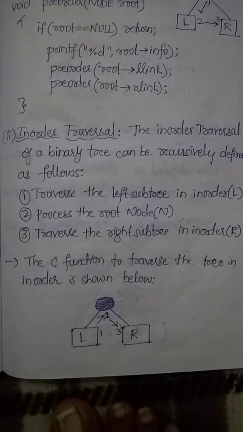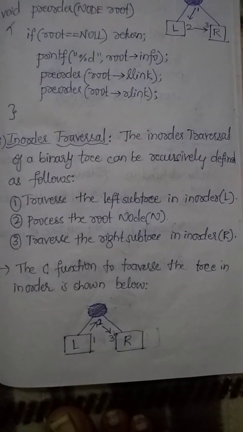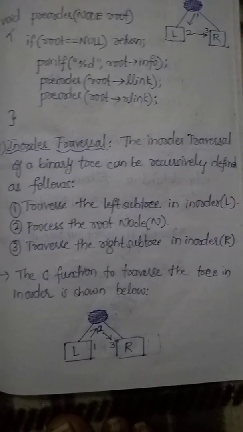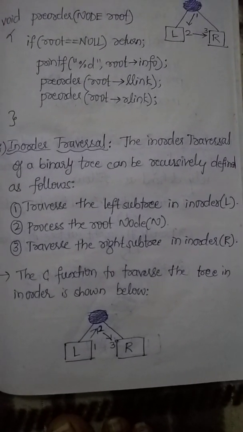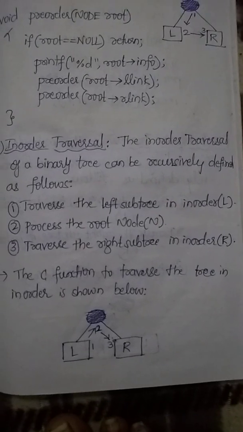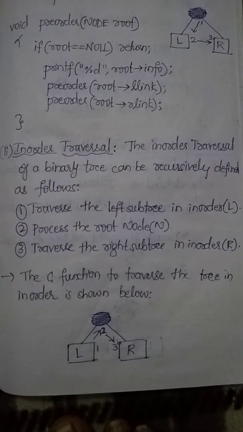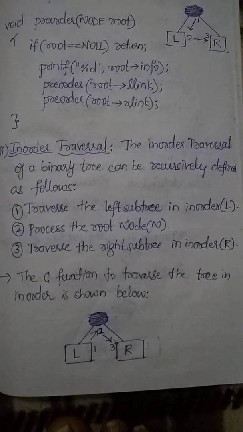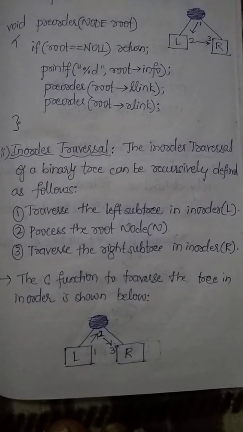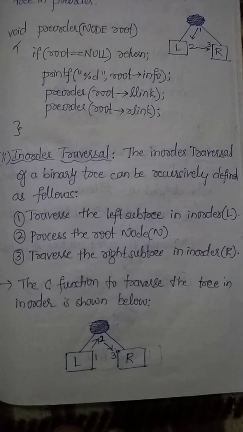And now we will go for the in-order traversal. In the in-order traversal, the binary tree can be recursively defined as follows. In-order means the root node has to be at the middle. First we traverse the left subtree in the in-order way. Second, we process the root node. Third, we traverse the right subtree in the in-order way. So the first and third points will be recursively called, and in the middle we process the root node, right? In order means in between, pre-order means before.